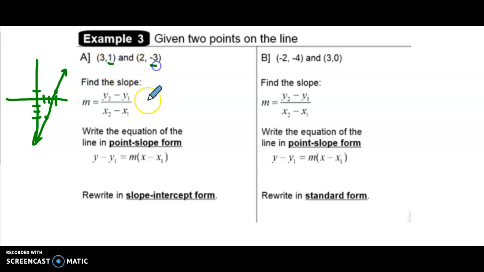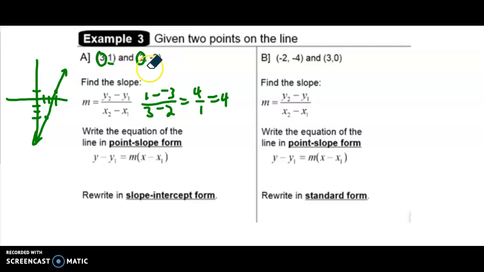So first I'm going to find the slope. I'm going to subtract the y-coordinates: 1 minus -3, divided by what I get when I subtract the x-coordinates, 3 minus 2. So that gives me 4 over 1. So my slope is 4. That kind of looks like a steep slope of 4, doesn't it?